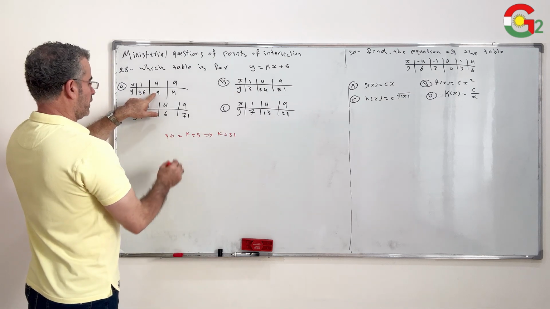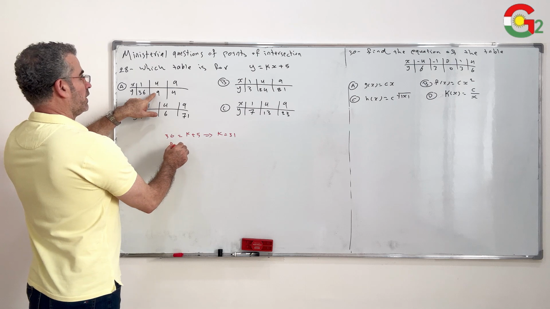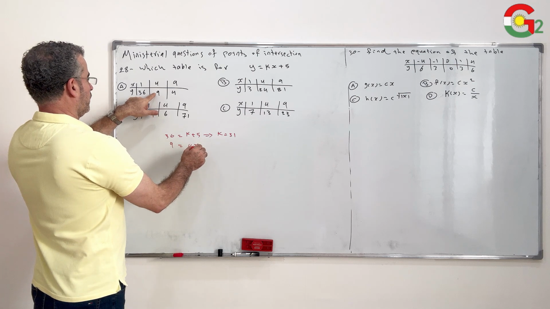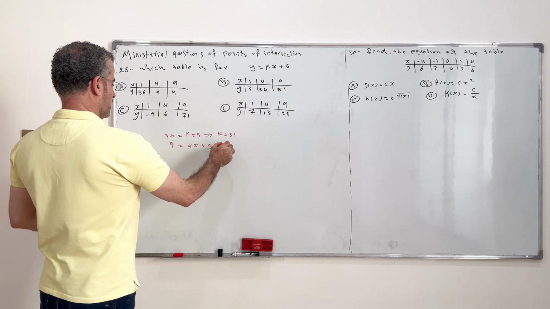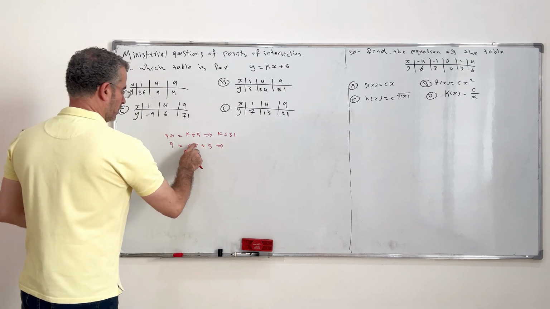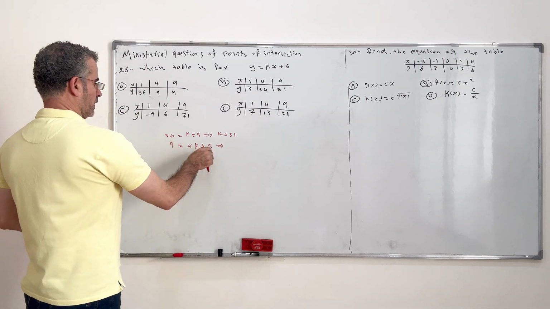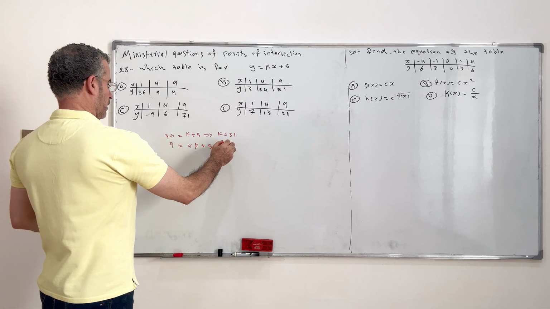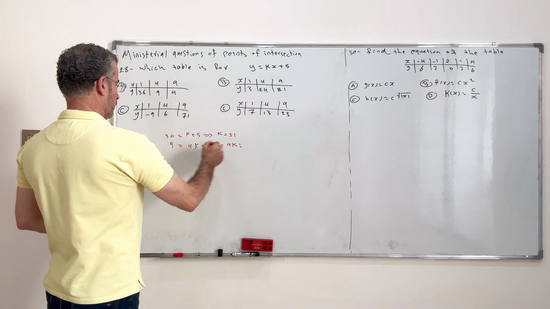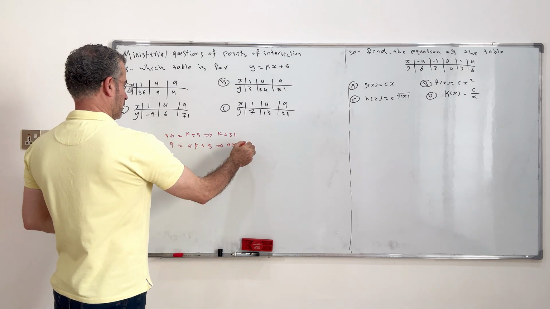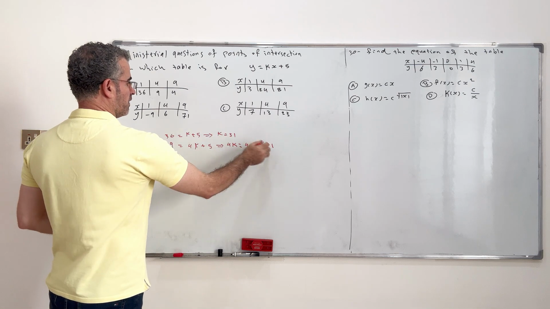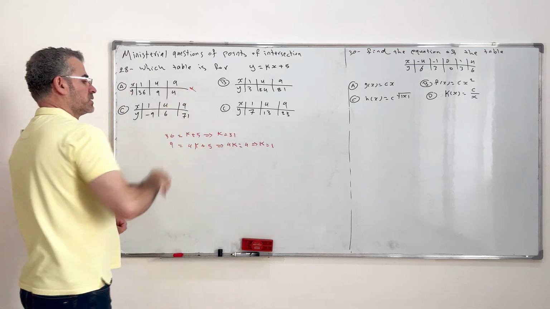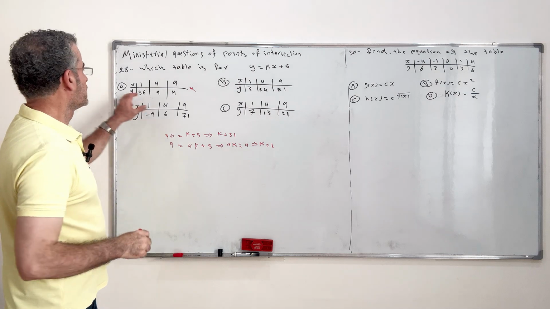For the second point, when y equals 9, x equals 4, 4k plus 5, this gives me 4k equal to 9 minus 5, so k equals 1. Since the value of k is not the same, it is not choice A.